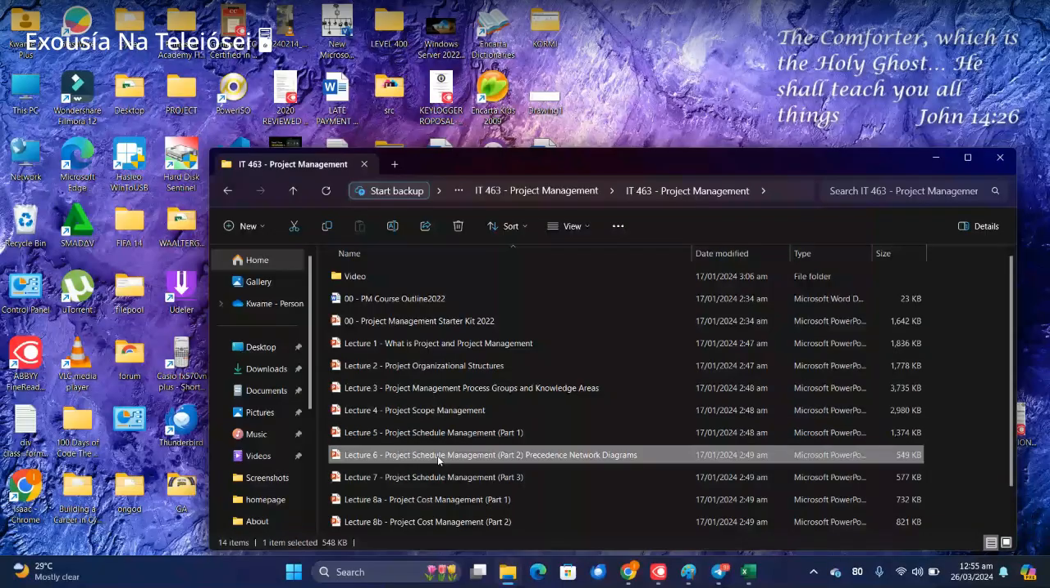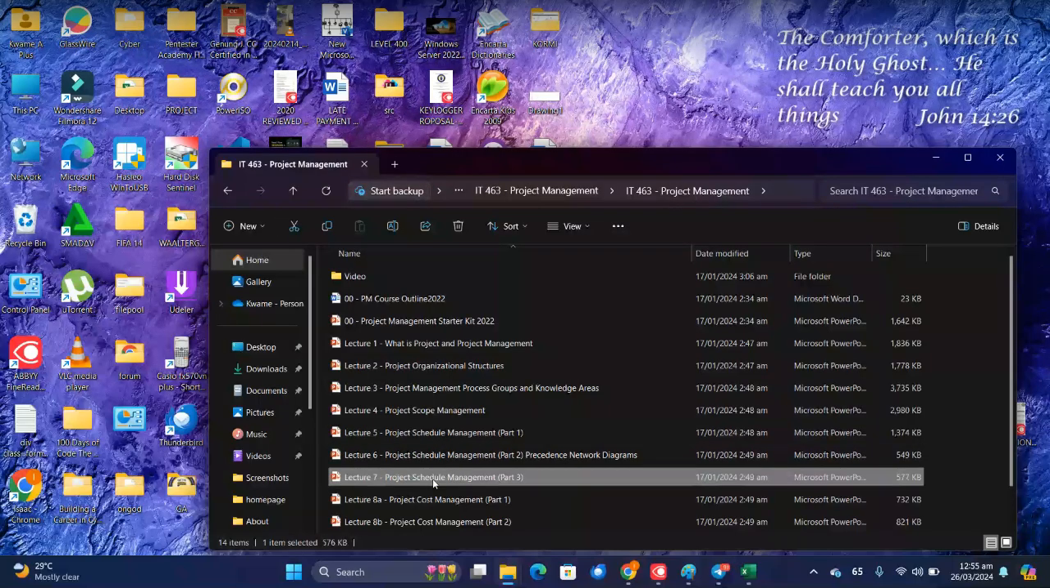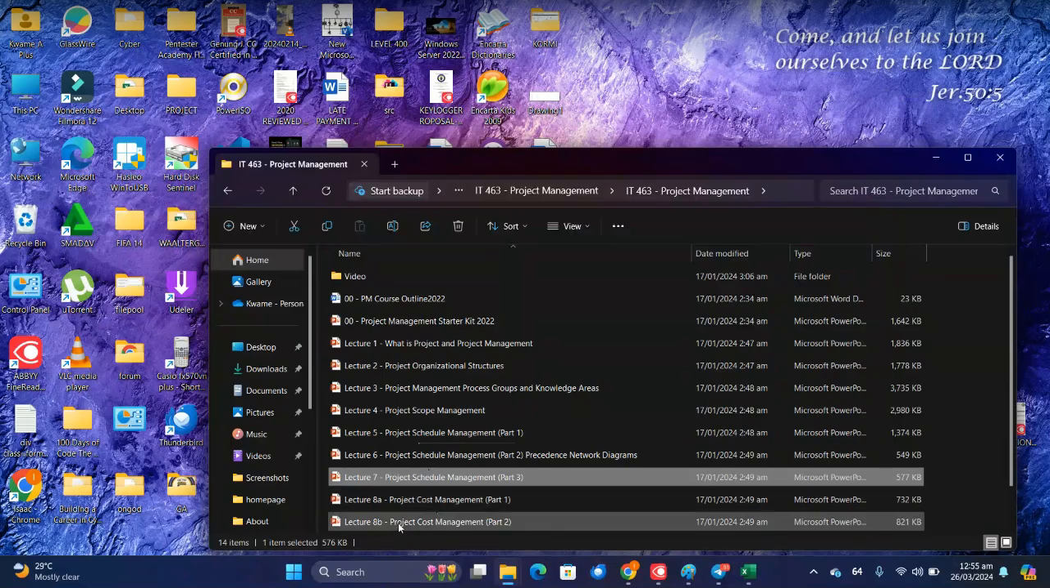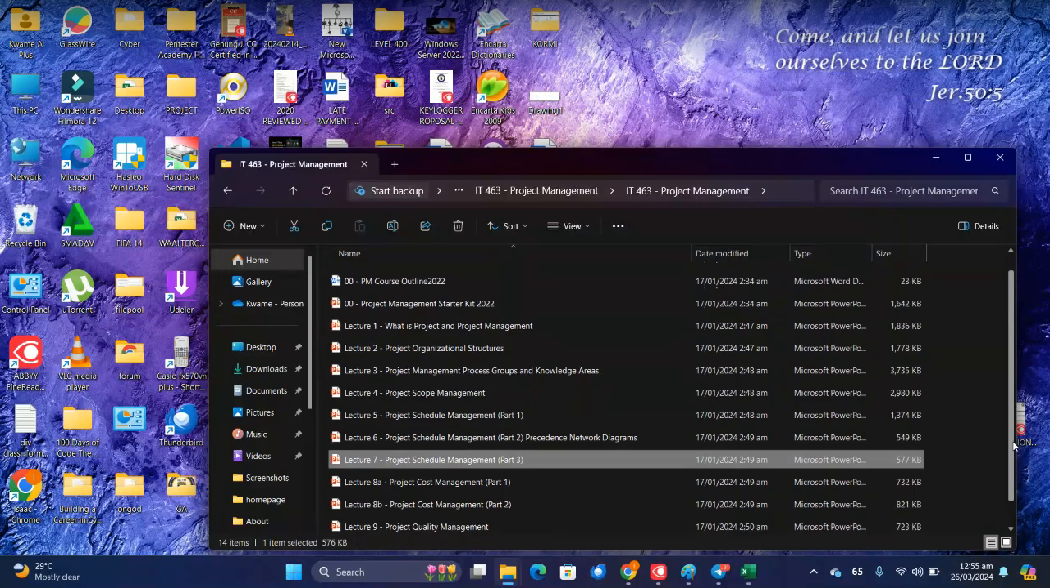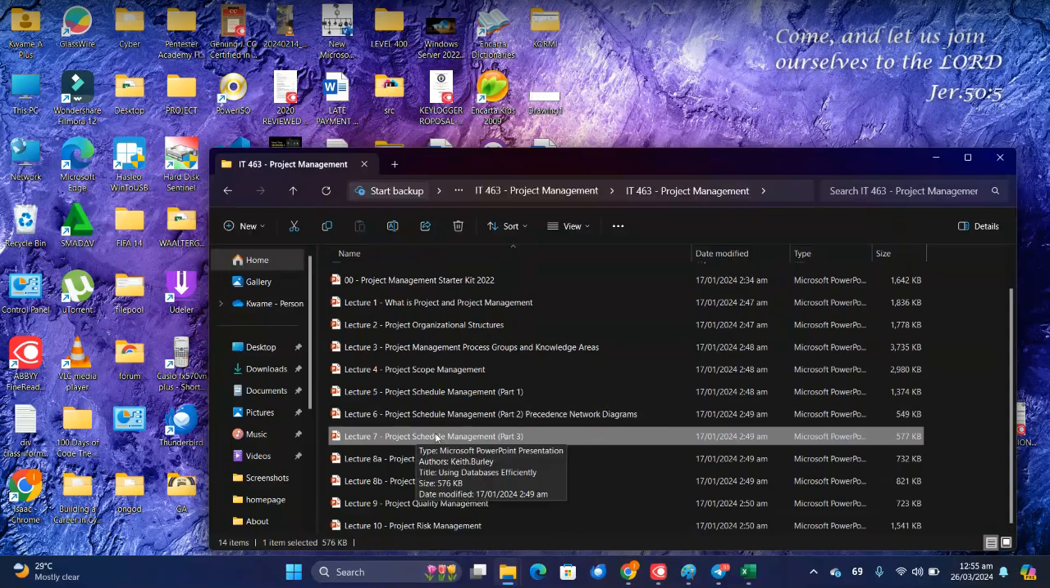This is precedence. That's part one, part two, part three. So project schedule management is lectures 5, 6, and 7, before 8A and then 8B. I see. So we've done this and we've done that, and we are left with this particular one: project schedule management.